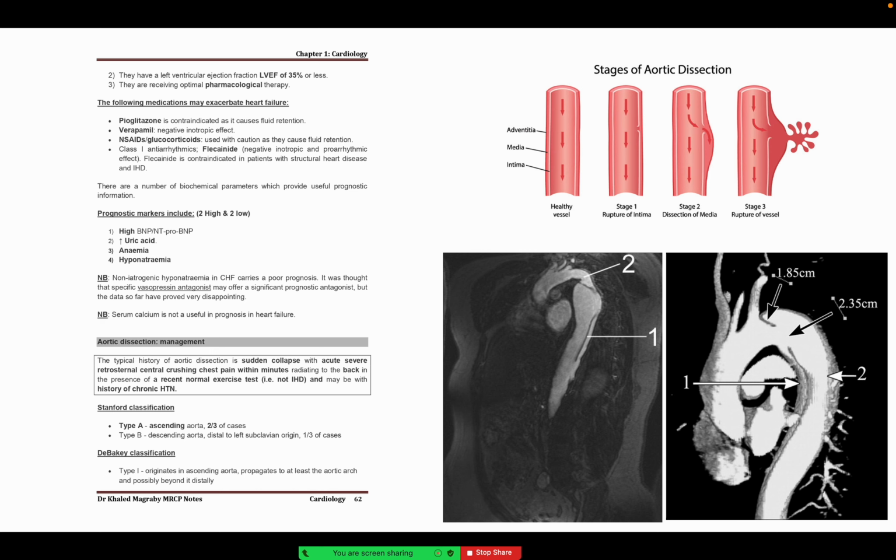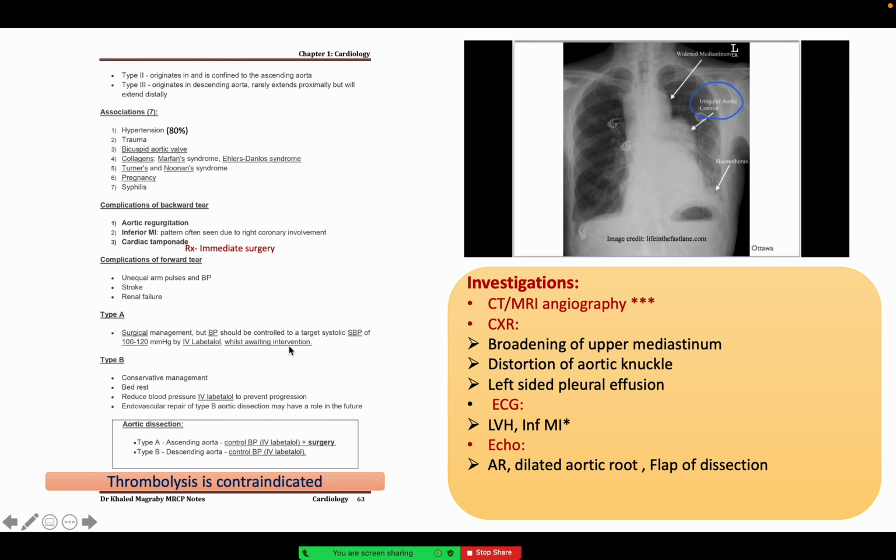So the question is, why will we take this aortic dissection very seriously? Because it's a devastating condition. If you can't treat this patient properly and in time, the patient may die. So it's very important. So in aortic dissection, what are the associations of this disease?